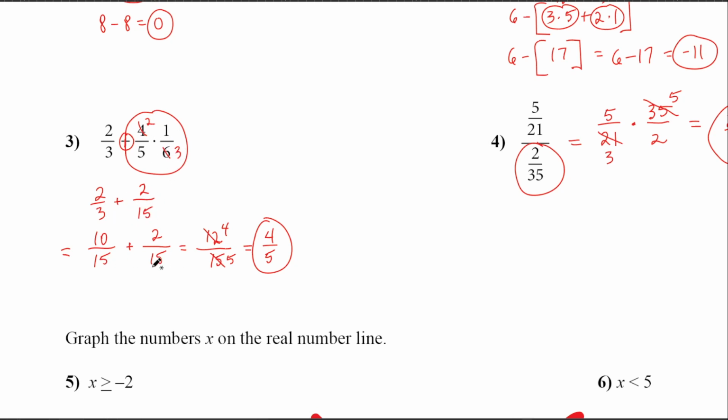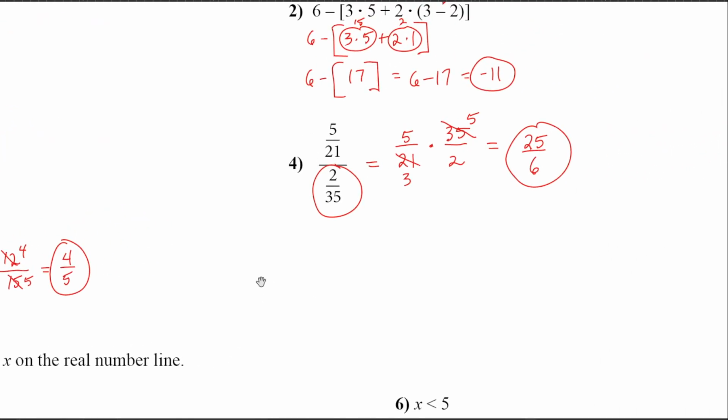Find a common denominator, that's 15. 3 times 5 is 15. 2 times 5 is 10. And then 15 times 1, 2 times 1, add them up. 10 plus 2 is 12. We don't leave it 12 over 15. We simplify it. 3 goes into both of those, into this 4 times, into this 5 times. That's your answer, 4 over 5.